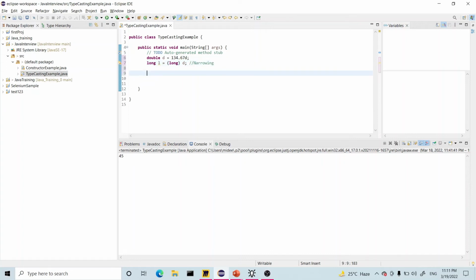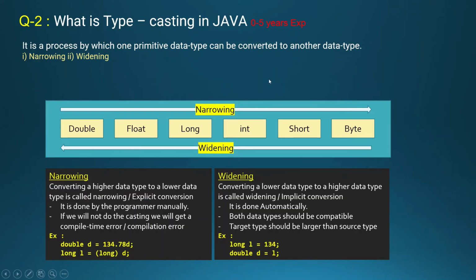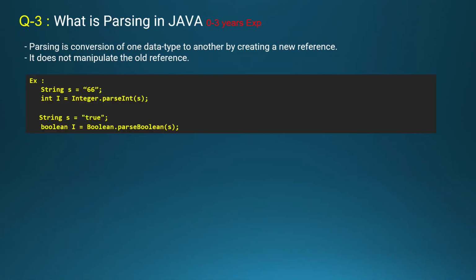Now if I do the widening, let's see. Let's say I have long L1 equals something like this. Now I want to convert it to double. If I write double D1 equals L1, that's pretty much okay. There's nothing manual, I can directly assign it. So this is called typecasting.